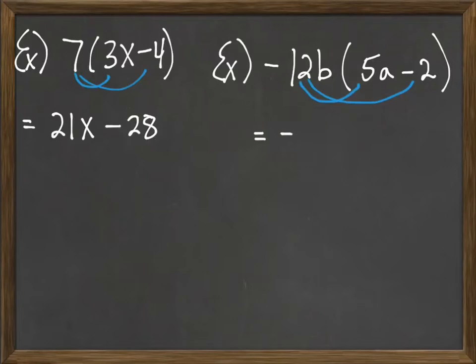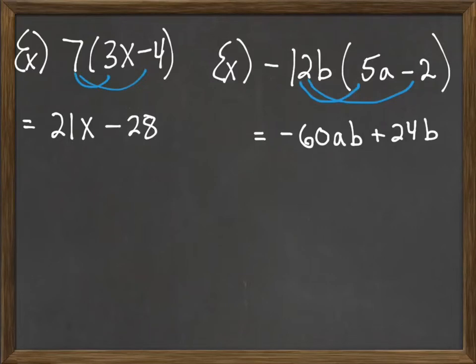So when we do minus 12 times positive 5, that'll be negative 60. And then it's 12b times 5a, so it'll be negative 60ab. And then we're going to take minus 12 times a negative 2. That's going to make that a positive 24, and then the b tags along.